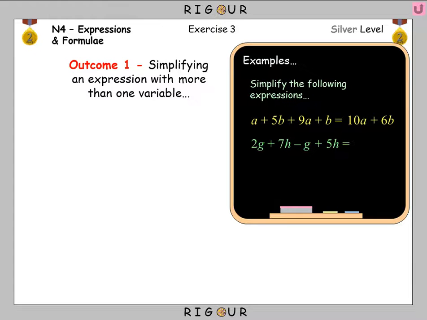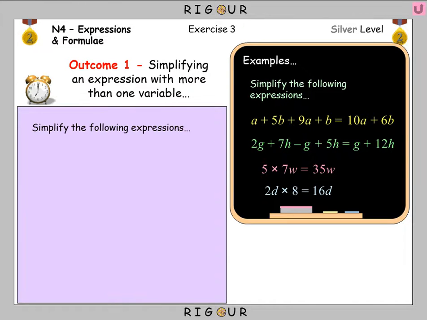Our second example is 2g plus 7h minus g plus 5h, so we take care of the g's first of all. So 2g take away 1g is 1g, which we just write as g, and 7h plus 5h gives us a plus 12h at the end. So a couple of multiplying examples. 5 times 7w gives us 35w, and 2d times 8 gives us 16d.